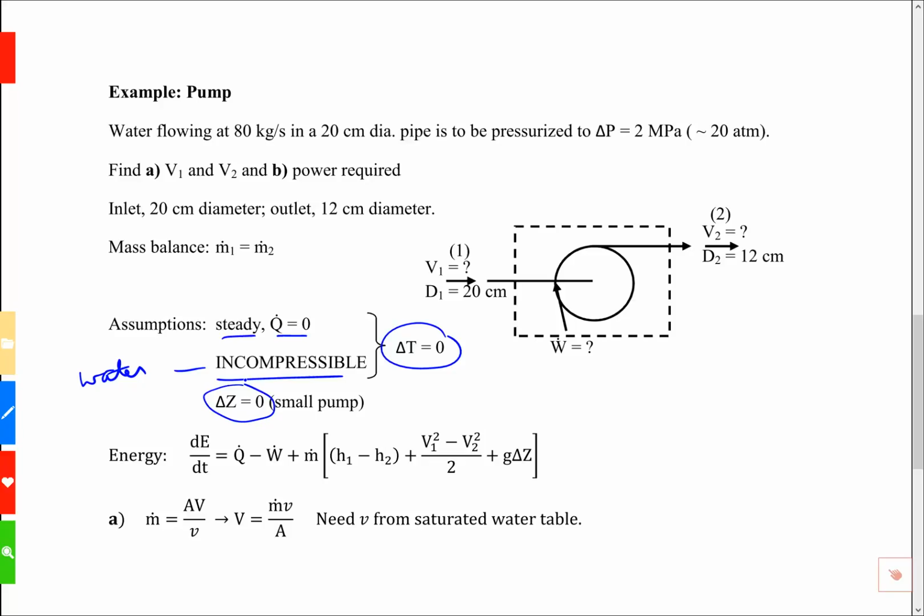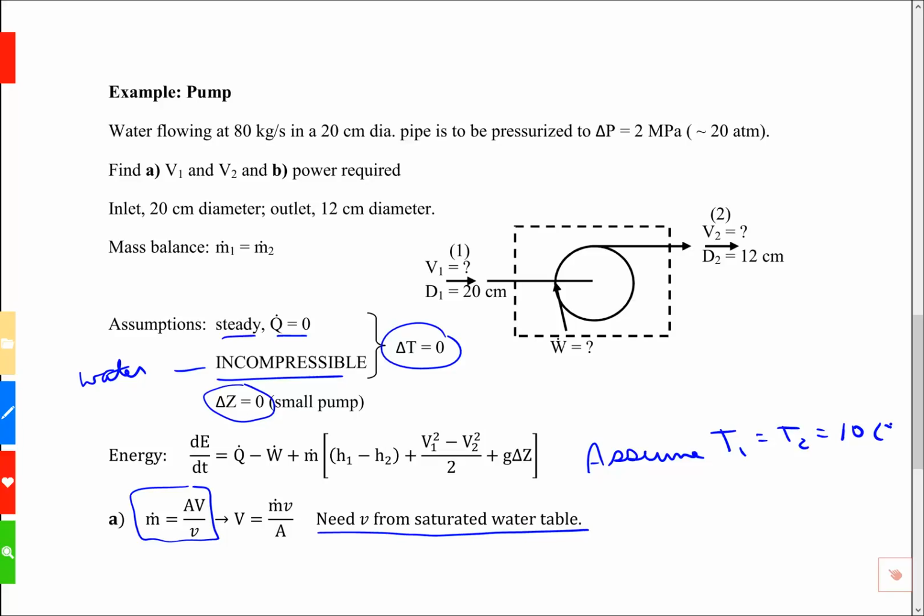For part A, to find the velocities, we're going to use the definition of mass flow rate, which is area times velocity divided by specific volume, or we could solve for velocity, but we need this specific volume. We're going to get it from the saturated water table. We're not given a temperature, though. I'm going to assume a temperature. I'm just going to grab one. Let's say that T1 and T2 are 10C. So that's going to be our input information into the table.